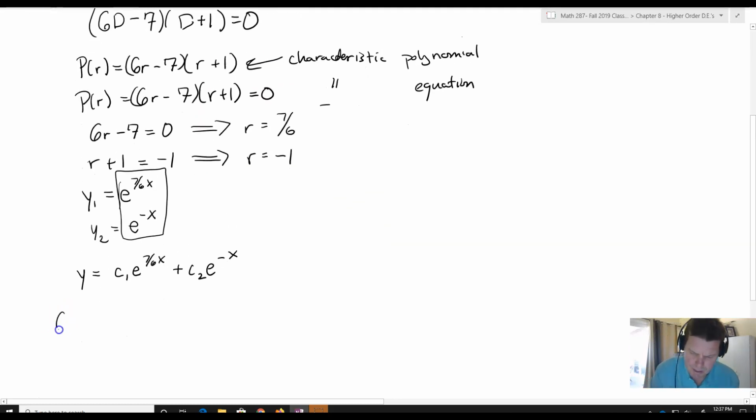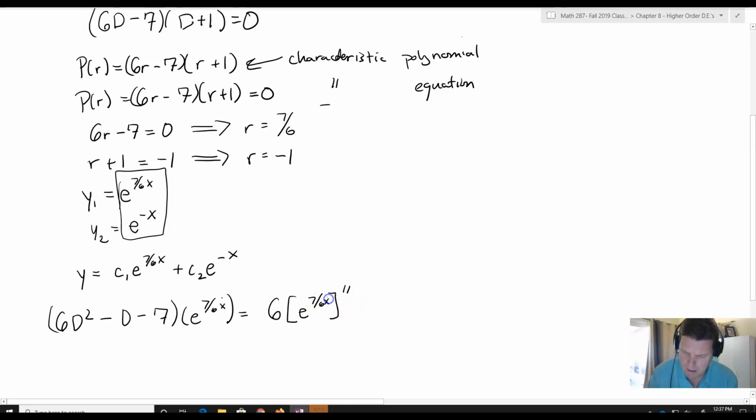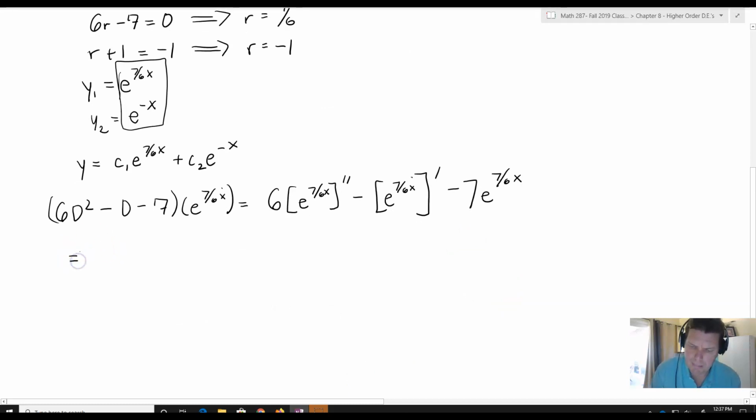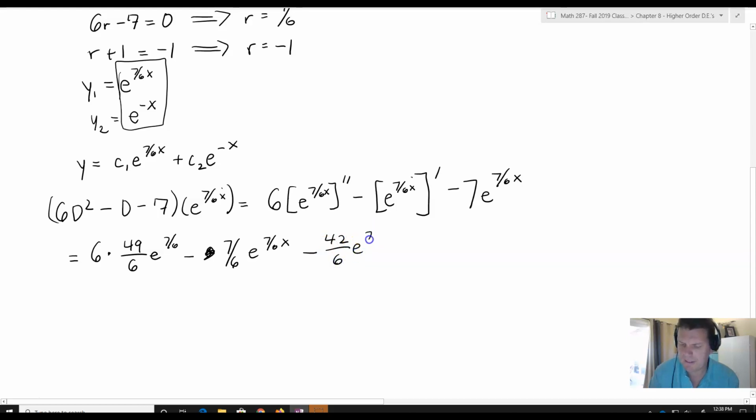So again, we're going to have 6D squared minus D minus 7. And this time we'll take e to the 7/6 x. And so this will equal 6 times the second derivative of e to the 7/6 x, minus the first derivative of e to the 7/6 x, minus 7 e to the 7/6 x. And this is going to then be equal to 6 times 49 over 36 e to the 7/6 x, minus 7/6 e to the 7/6 x, minus 42 over 6 e to the 7/6 x.